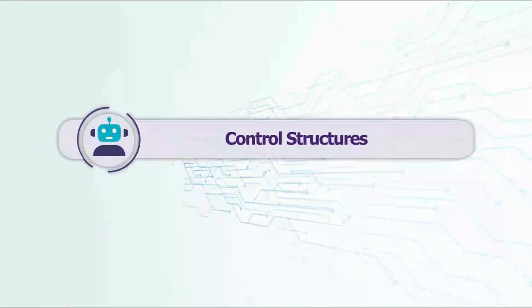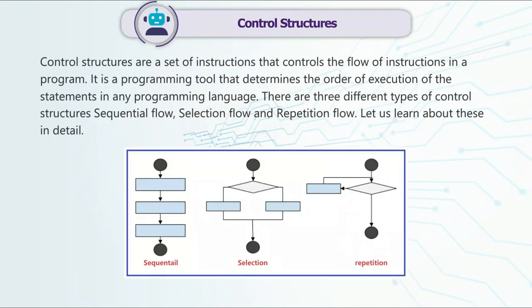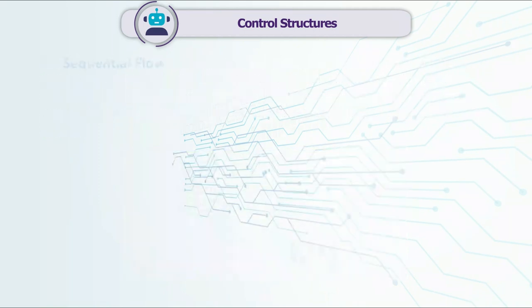Control structures. Control structures are a set of instructions that controls the flow of instructions in a program. It is a programming tool that determines the order of execution of the statements in any programming language. There are 3 different types of control structures: sequential flow, selection flow, and repetition flow. Let us learn about these in detail.